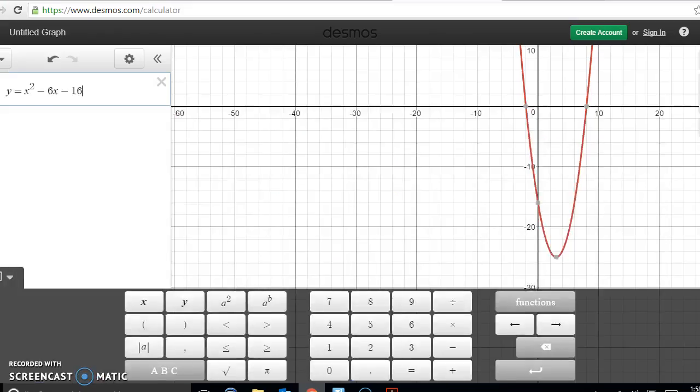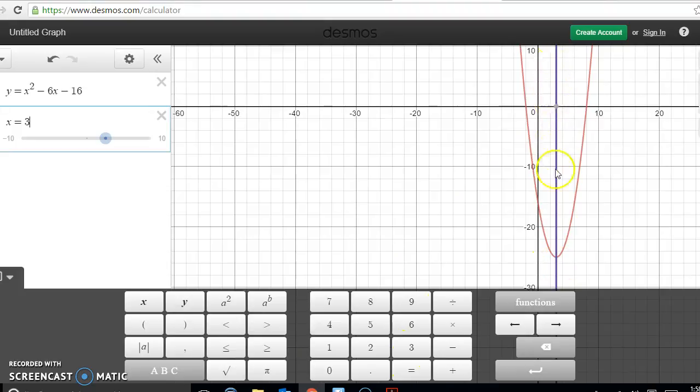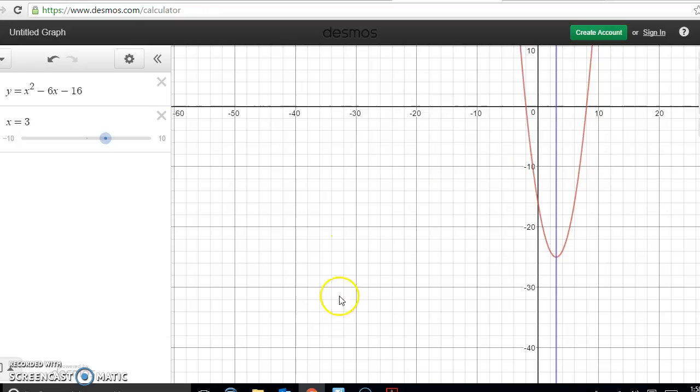And looking at the graph here, this is our parabola of our function. And putting in our vertical line, we can see our vertical line here going through our vertex, cutting our parabola in half equally.